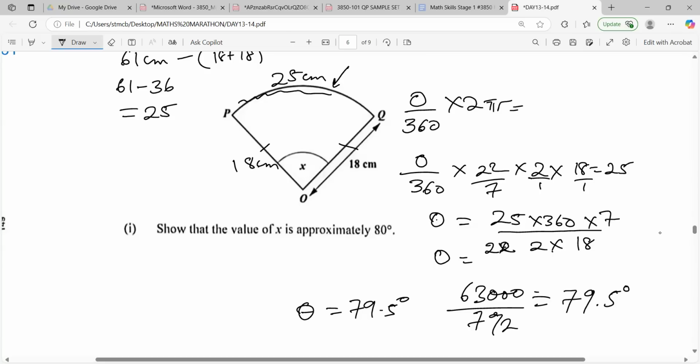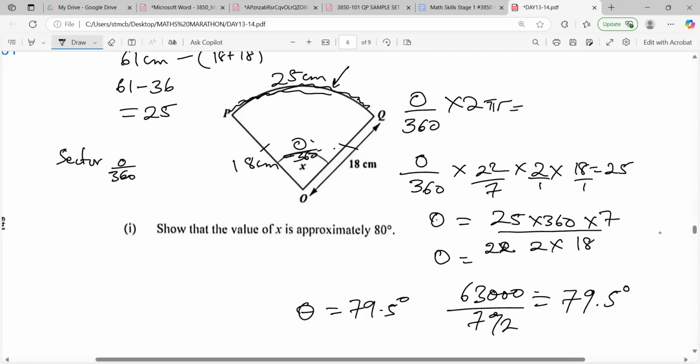Because once we find the length for this, we can figure out how they get this angle, because the angle over 360, which is a fractional circle, times 2 pi r gives the length, right? If I did area, we'd do the same thing, but we'd use the formula pi r squared, which is area for a sector.